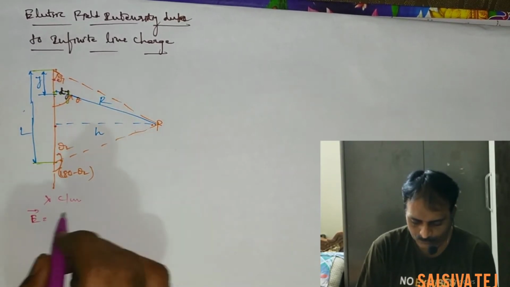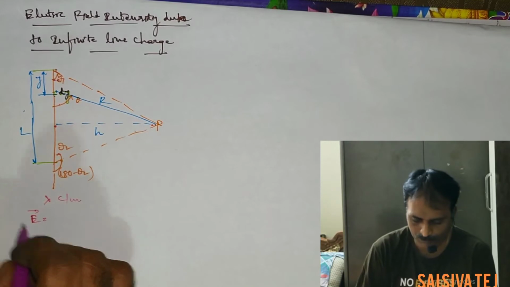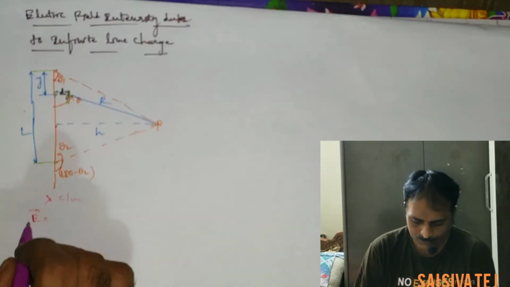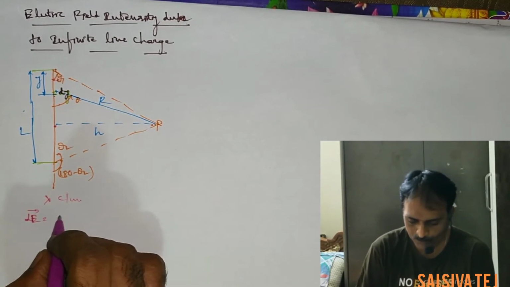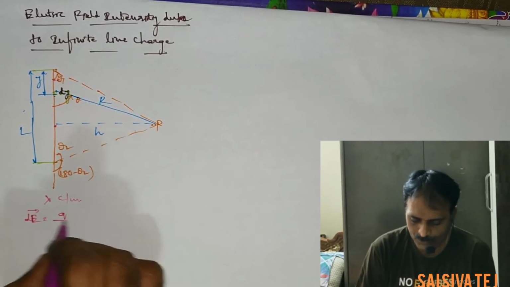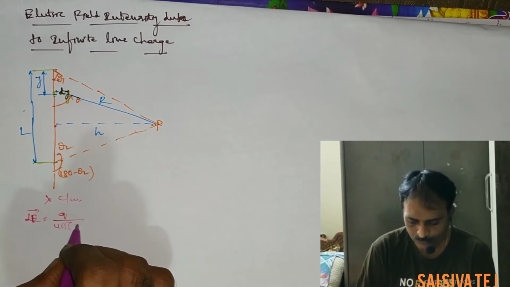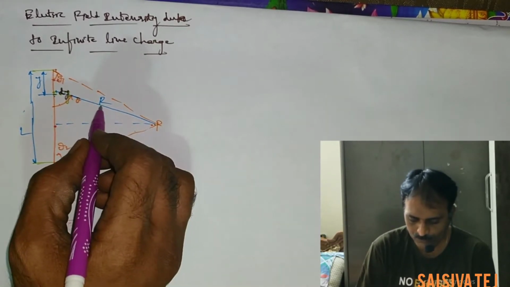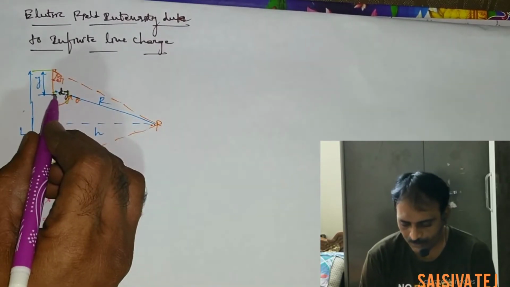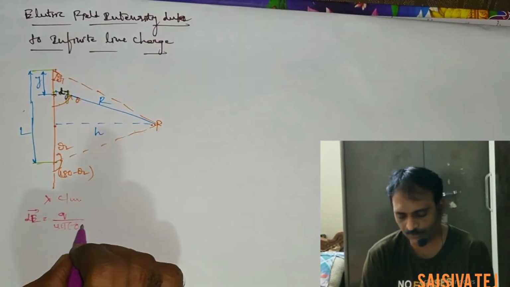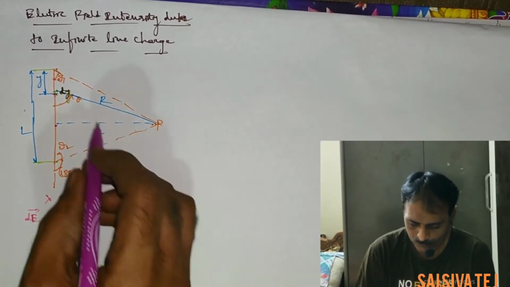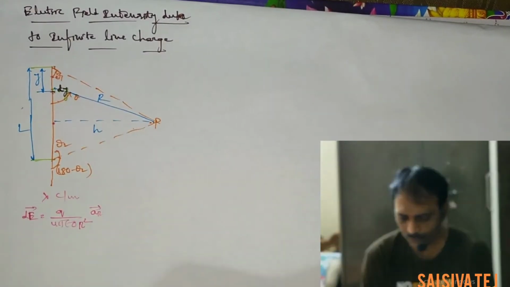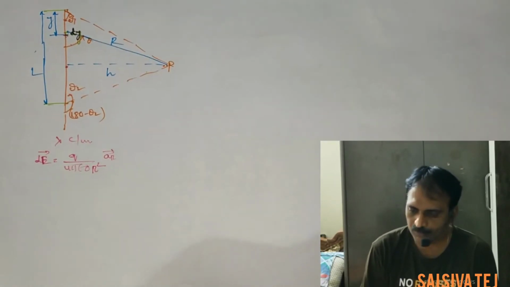E bar is equal to, and as we are considering dy a differential length, this would be dE. The charge, let us say charge is q, by 4 pi epsilon naught into r square into aR bar, where r is the radial distance between this differential charge and the point P. So aR bar is the unit vector along this radial line.